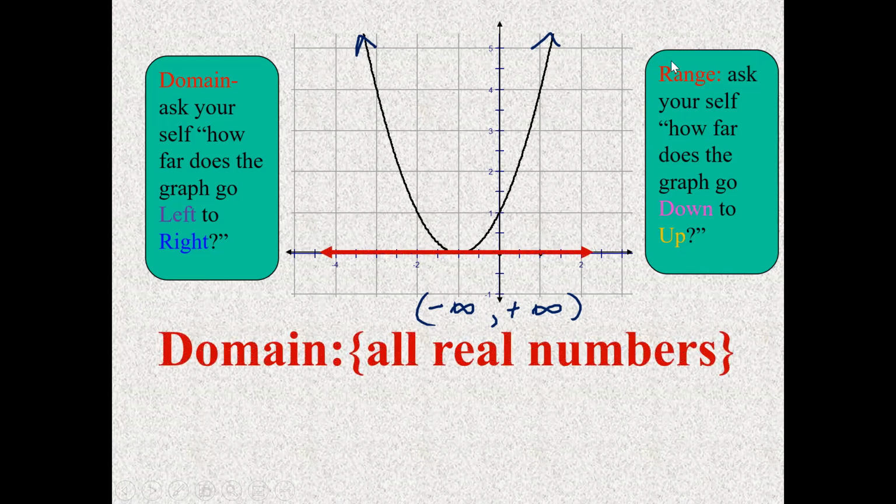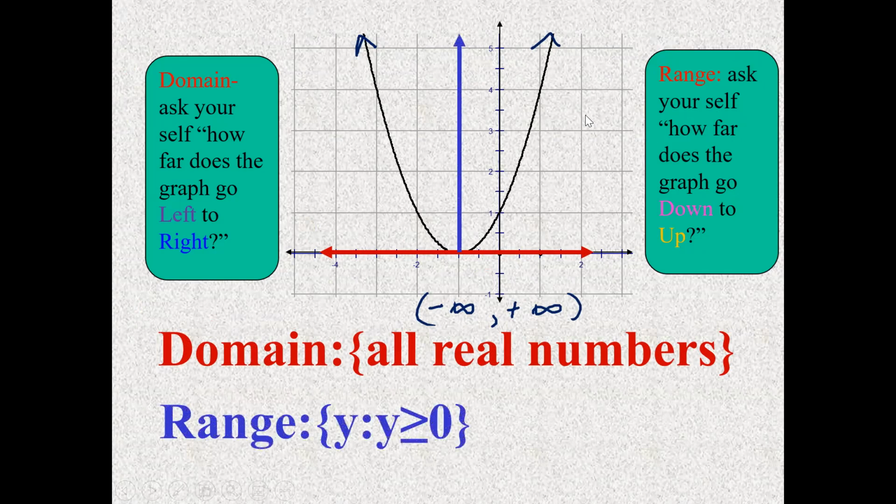Now for your range, you have to ask yourself, in the domain, it could be all real numbers as well. Negative infinity to positive infinity, all real numbers. For the range, ask yourself, how far does the graph go down and how far does it go up? Well, how far does it go down? Where does it stop? It looks like it stops at 0. Does it ever stop getting taller and taller on top? No. So it will go from 0 all the way up to positive infinity. So you are welcome to write it as 0 to positive infinity.